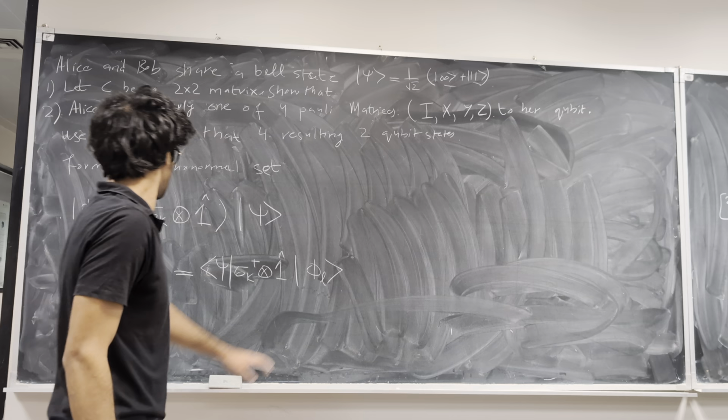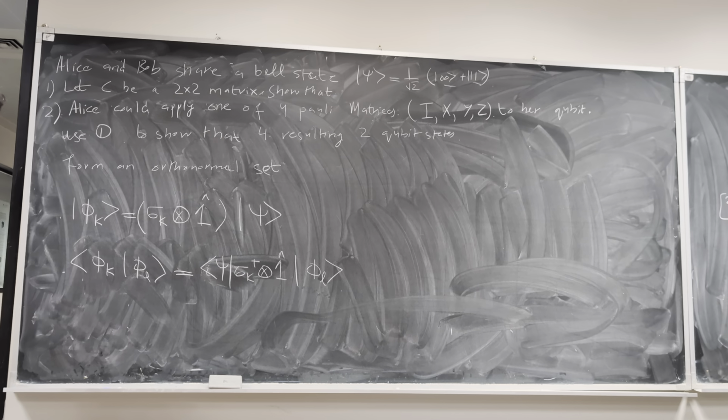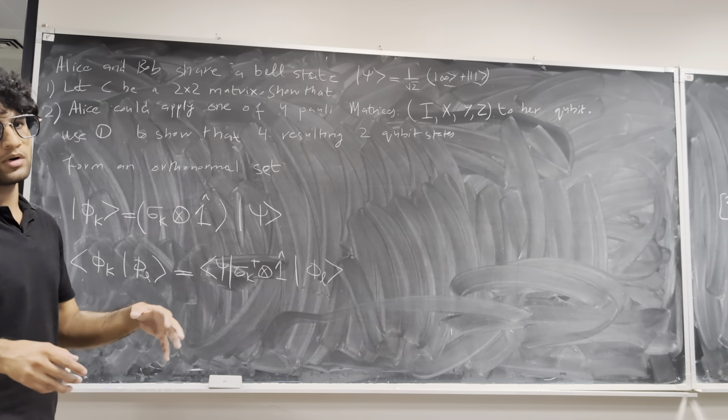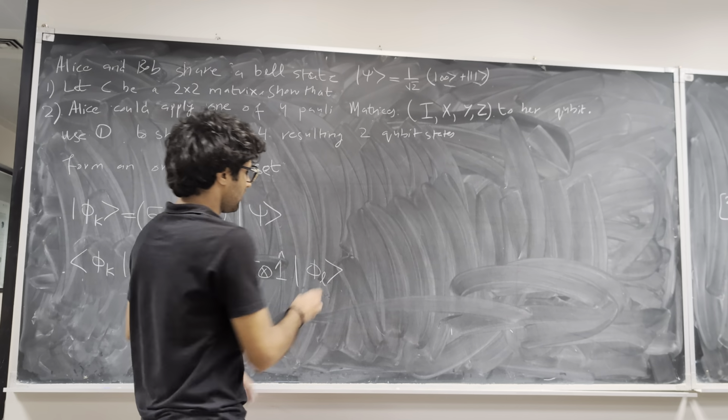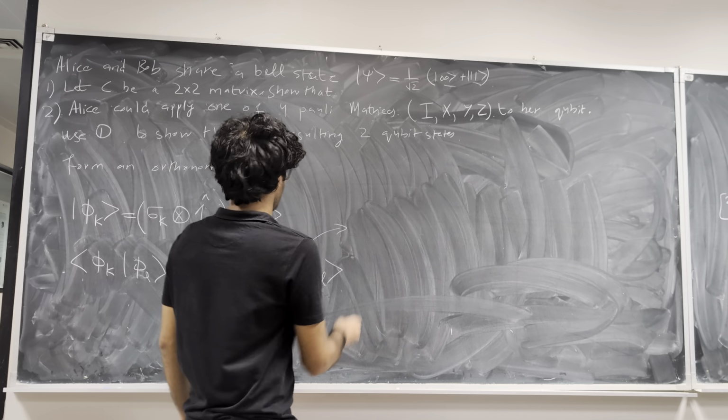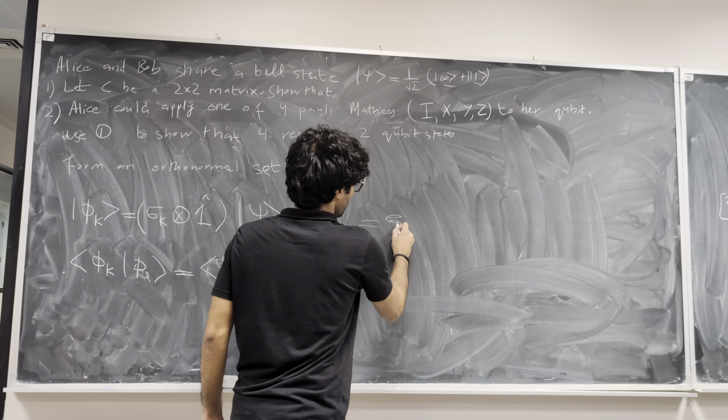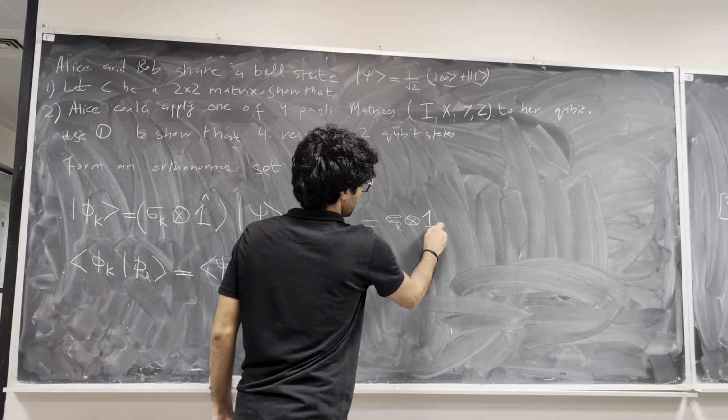What is phi l? I mean, just another thing with a different label, right? Because I want to show all are mutually orthogonal or orthonormal to each other, right? So this is what? Just the sigma L cross identity.